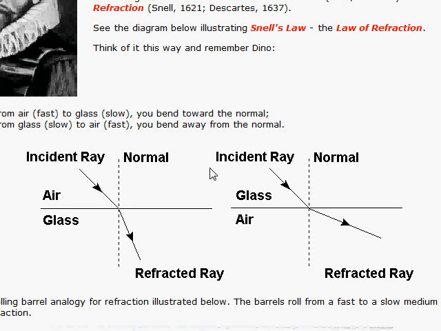Doc here with a short tutorial for Physics 101, Light and Visual Phenomena, Refraction. Know your two basic cases. When light goes from a fast medium to a slow one, the light bends toward the normal.